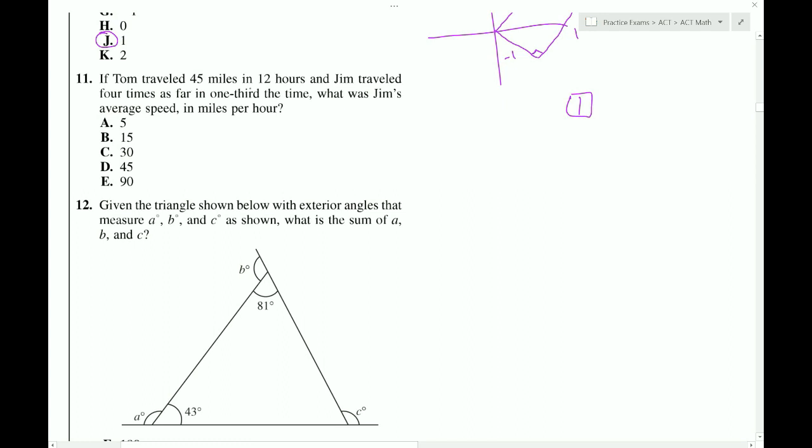If Tom traveled 45 miles in 12 hours, we can express that this way. Jim traveled 4 times as far, so 45 times 4, in 1/3 the time, 12 divided by 3. What was his speed in miles per hour? Okay. So 12 divided by 3, by the way, is 4. Right? These 4's cancel. You get 45.